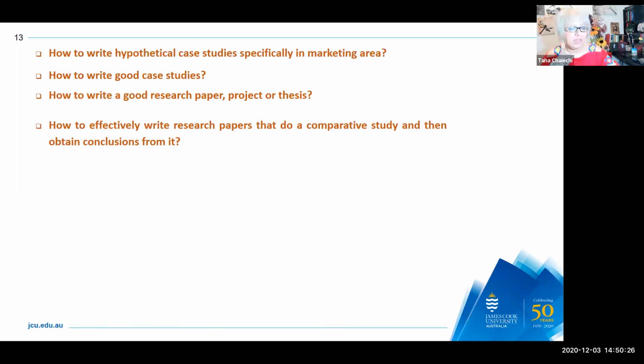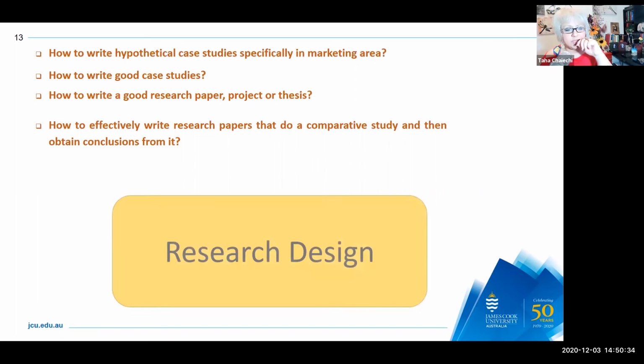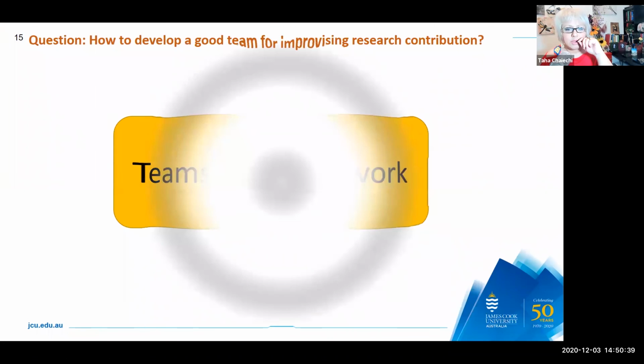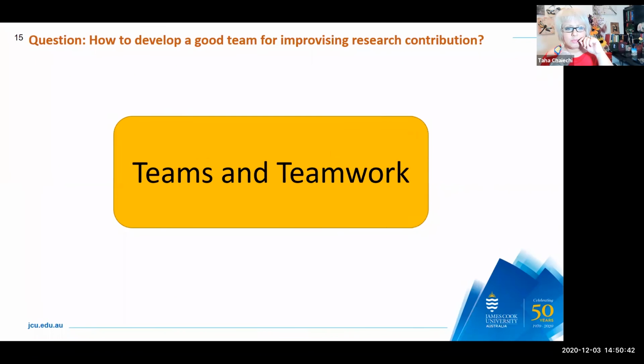There are a few questions here. I want to actually go back to Prasad's question first, then I'll come back to the research design question. So let me click forward a quick few times. Right. Let me answer teams and teamwork first, and then I'll go back to research design, because that question was still fresh. So yes, there was a question on top of Prasad's question: how to develop a good team for improving research contribution. That's a very good question, because we all do collaborative work.